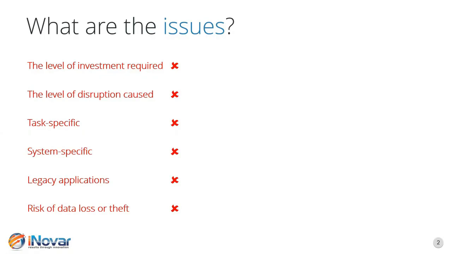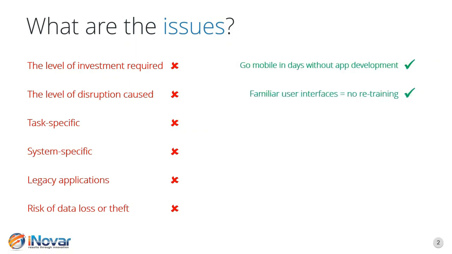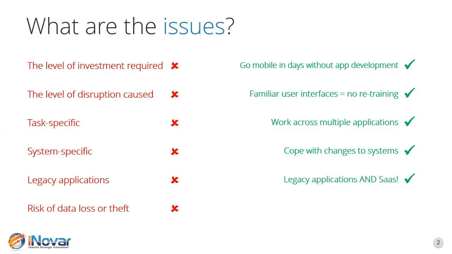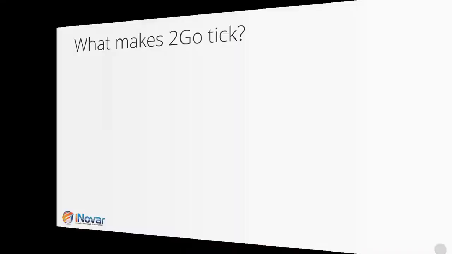The first thing is, we take you mobile in days without having to develop any mobile apps. It's a familiar user interface, so you don't have to retrain your users. It's not task-specific. We can work across multiple applications. It copes with any system and changes. So, if you do decide to move from Oracle to SAP, 2GoCloud will go with you. And it copes with both legacy and SaaS systems simultaneously at the same time. What's more, with no data stored on the device, it's completely secure.